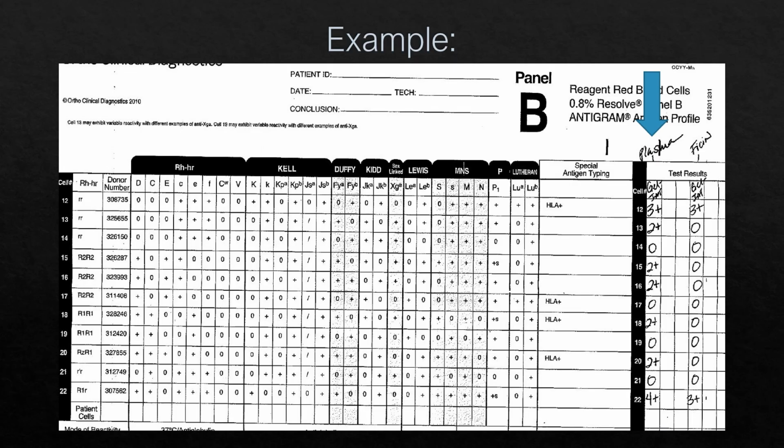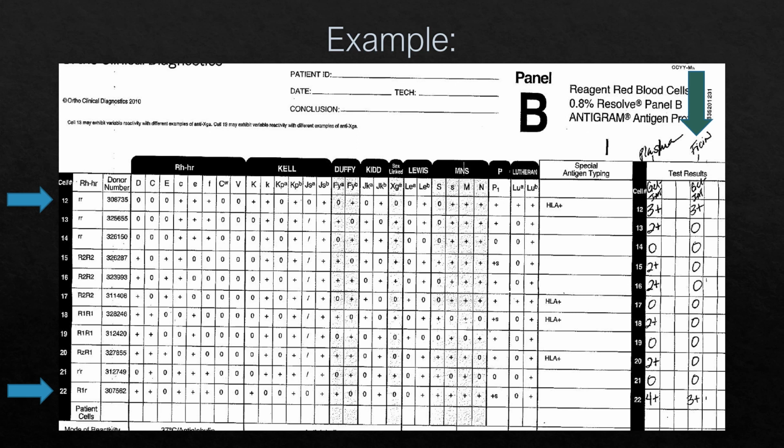Now we'll go over an example. You can see here a patient was run with untreated cells and ficin-treated cells, and there's some extra reactions in the untreated cells. So note in the untreated cells that there's different strengths of reactivity. Also note that in the ficin-treated panel, you lost a lot of that weaker reactivity. You can see in the ficin-treated panel, you still have two reactions.